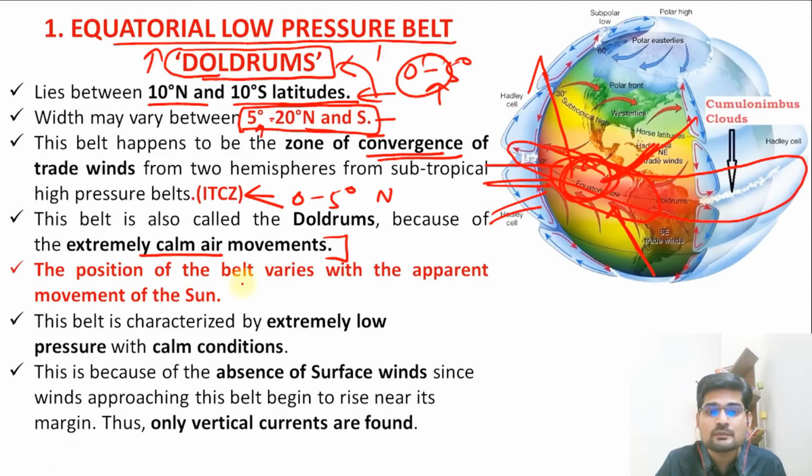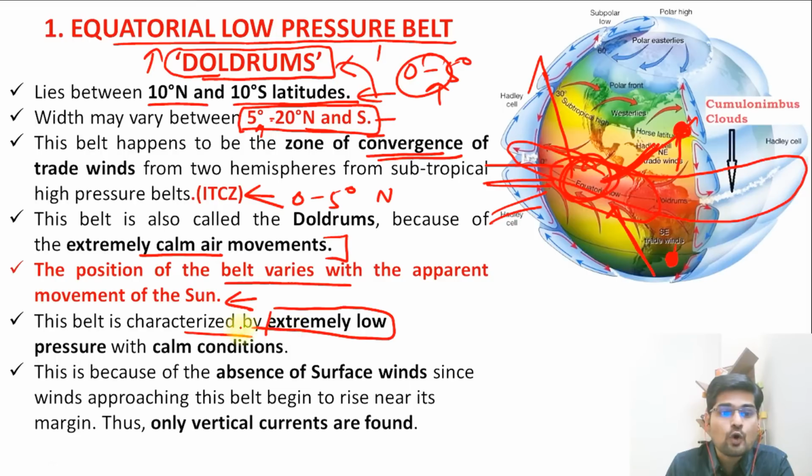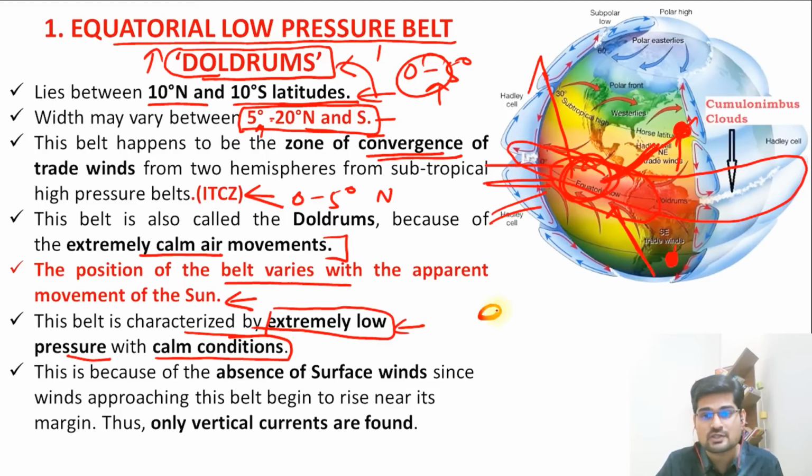And then that particular zone, 0 to 5 or 10 degrees north and south, has an extreme calm movement of air, and that zone is known as doldrums as well. So the position of the belt varies with the apparent movement of the sun. Remember, the sun is vertical northward and then southward, different in different seasons. So we have seasonal variation, remember? That is important to remember in terms of the variation of this belt. So this belt is characterized by what? Now look here, extremely low pressure with calm conditions. Now this is a very significant point. It is an extremely low pressure belt, but calm conditions are there.